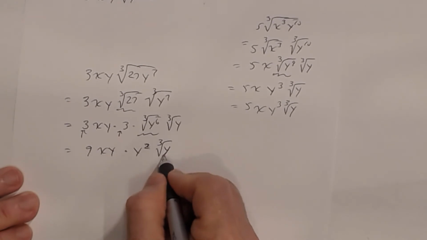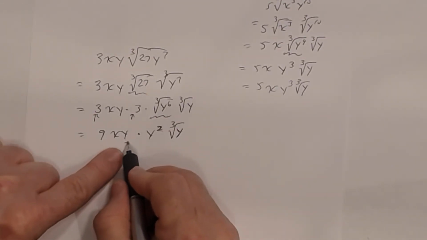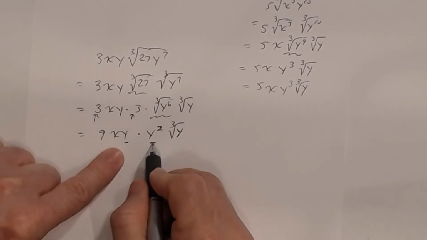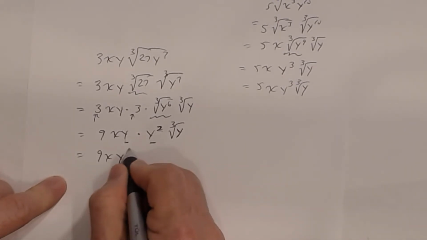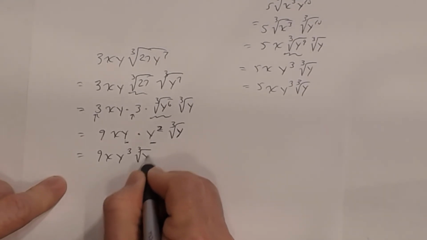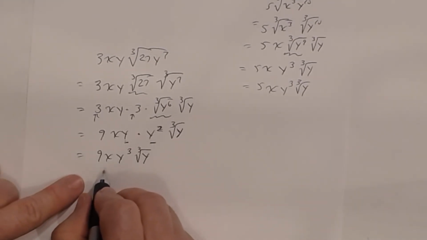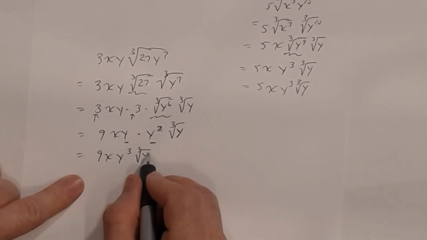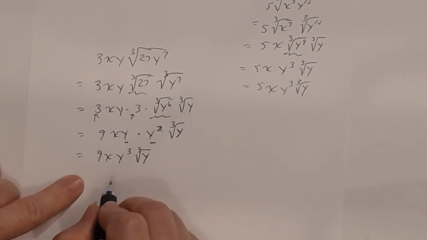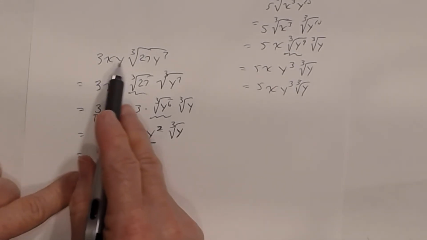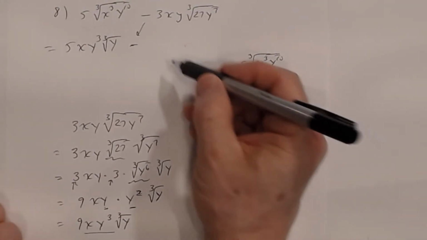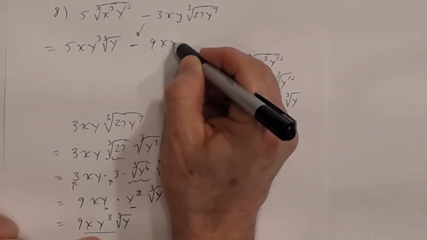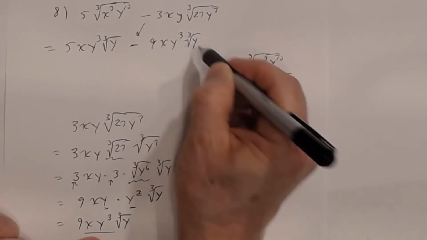Okay, now look at what you have. Y times y squared. So you can go further with this. You need to. So I get 9x. Y times y squared is y cubed, times the cube root of y. And that's all you can do. You cannot do anything else. I cannot simplify the cube root of y because the exponent is 1 and 1 is less than the index. So this simplifies to this. So I'm going to rewrite this here now. So minus 9x y cubed, cube root of y.